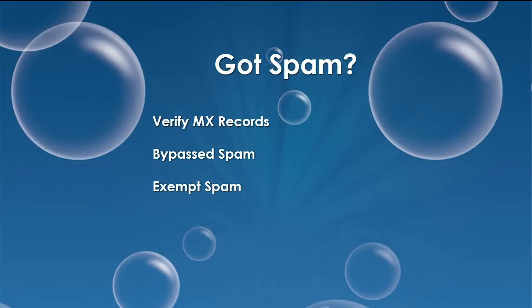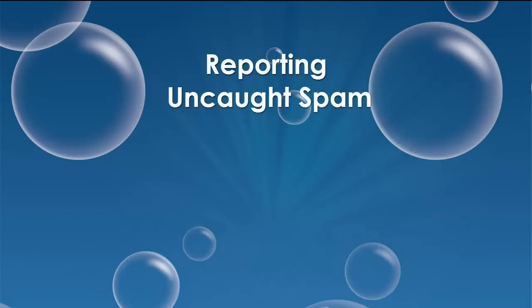Assuming the MX records are configured properly, the spam message did not bypass the MX records, and the sender is not exempt from filtering, it's likely that the filter legitimately missed the mark. When this happens, it is vital for our user community to communicate important data to the threat team so that improvements can be made. Users can do this by reporting uncaught spam to the threat team directly using one of the following methods. First, email client plugins.